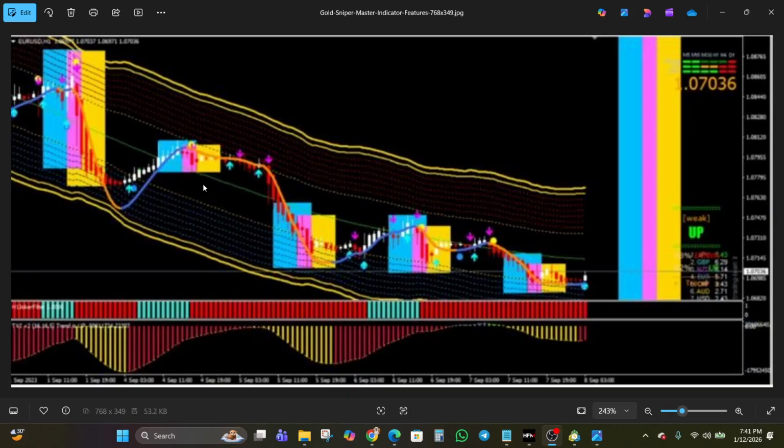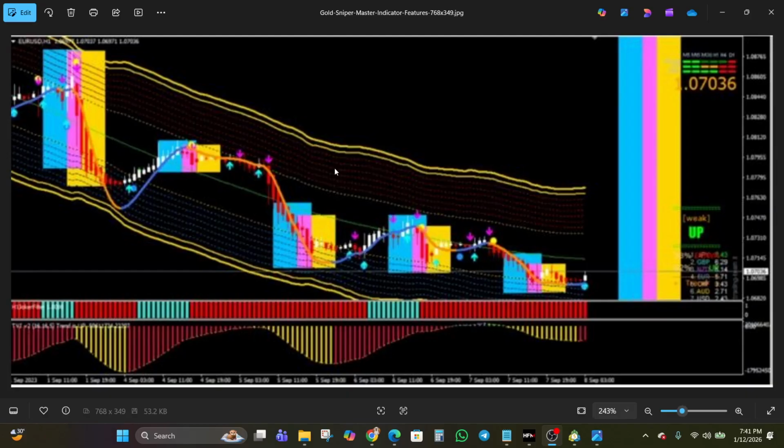So the indicator also displays this channel, right? That also helps with the trend identification. When you are trading and you notice that the channel is sloping downwards, of course, it shows that it's a bearish trend. When the channel is sloping upward, it shows that it's a bullish trend.